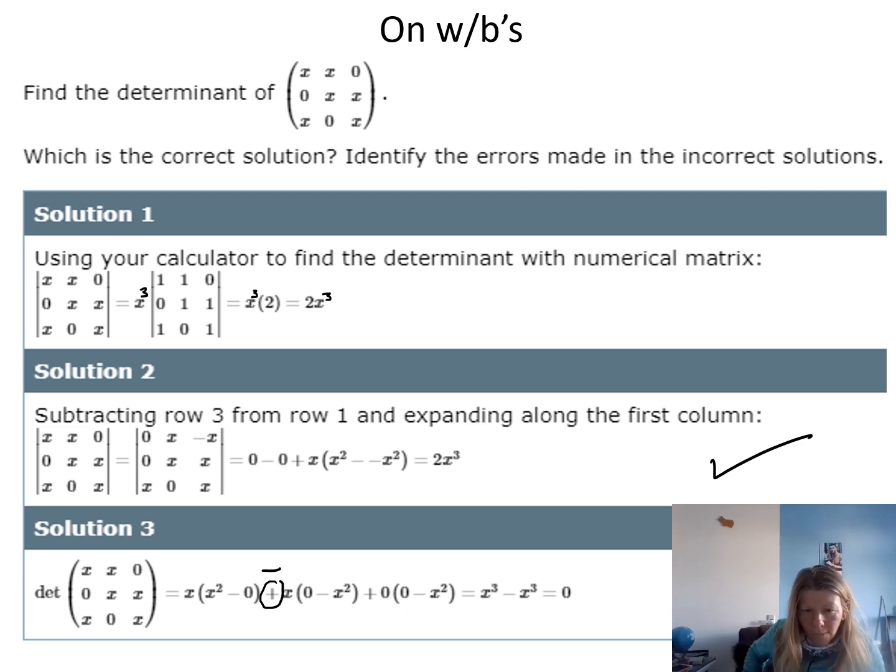And then it works out at x plus that, doesn't it, when you sort that out? And then it's here, it's 2x to the 3. That was the error there.